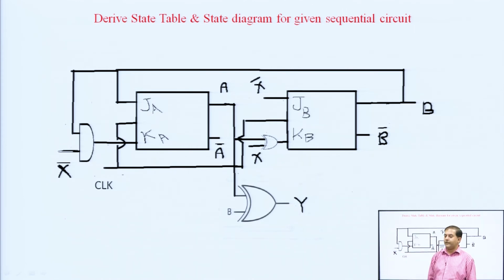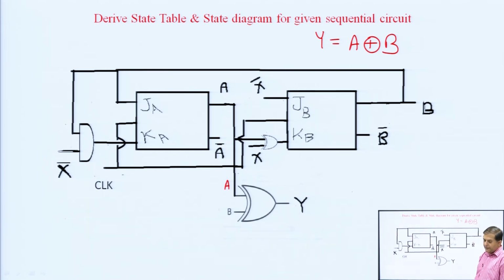Here also one circuit is given and they are telling you to derive the state table and state diagram for the given sequential circuit. First you check what type of circuit it is, Mealy or Moore. This is on you. So, here for the output Y, first of all check what Y is. Y is nothing but A XOR B. It means the output does not depend on the external input, it depends only on the present states A and B. So it is very clear that this is a Moore circuit.